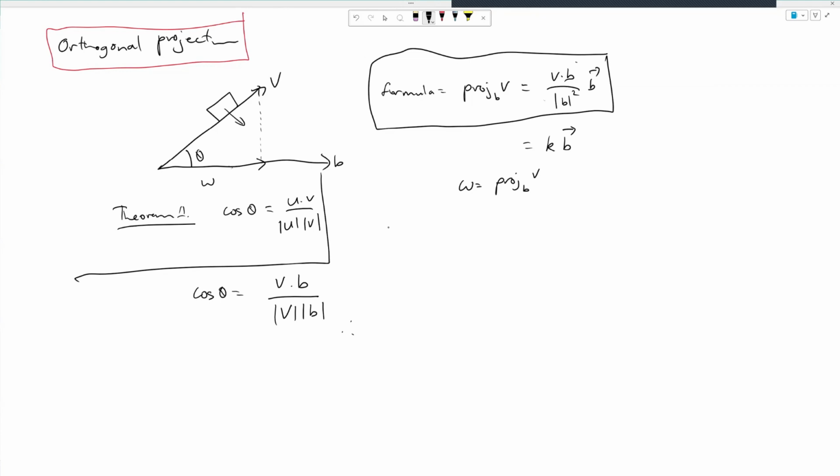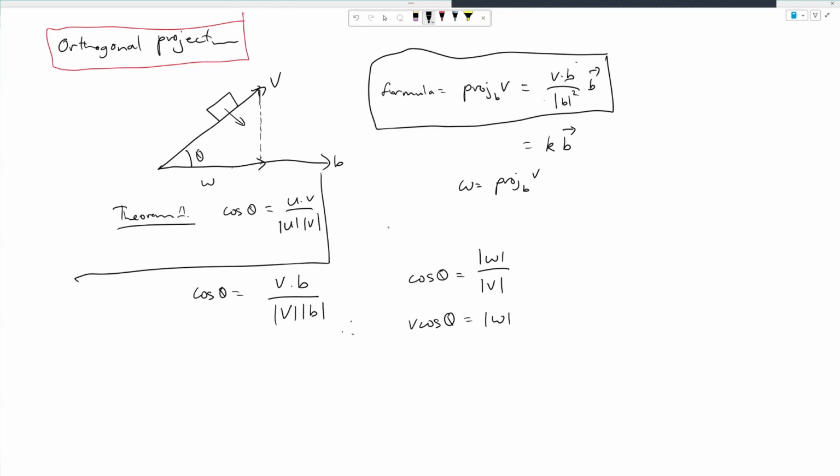Cool. So the next bit we want to look at is this triangle here, the V W triangle. If we remember our general rules of trigonometry, cosine theta is equal to the adjacent over the hypotenuse, so that would be the length of W over the length of V. So you could say that the length of W is equal to |V| cosine theta.